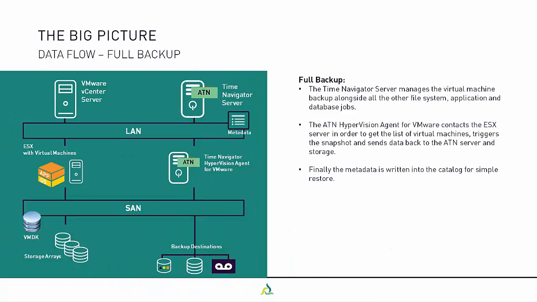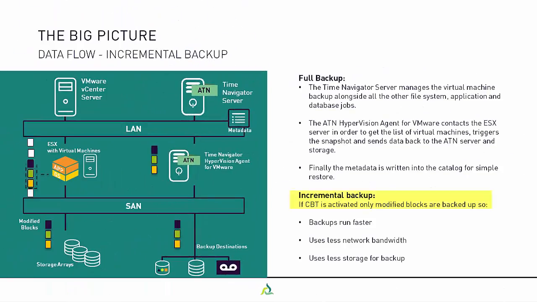So when the full backup is initiated by Time Navigator, we take a snapshot of the virtual machine, the VMDKs, and then transfer that data to the HyperVision agent, who then writes them to the media: disk, dedupe storage or tape. Once this has been done, the metadata is then updated into the catalogue. If CBT has been activated, then incremental backups now only send modified blocks to the HyperVision agent for the backup. So backups run faster, they use less network bandwidth and less storage for the backup.